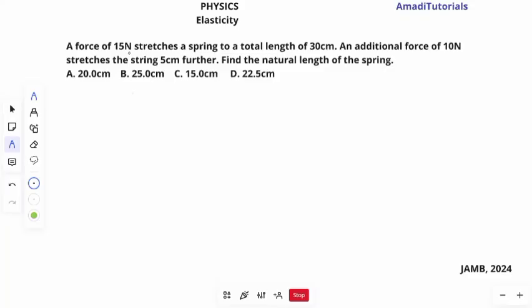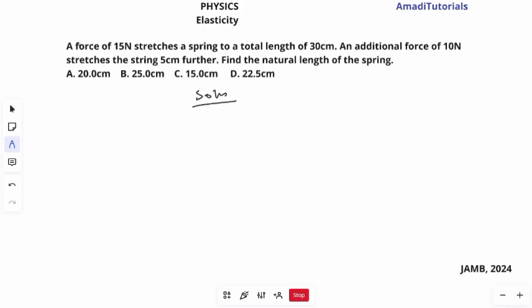A force of 15 Newton stretches a spring to a total length of 30 cm. An additional force of 10 Newton stretches the spring 5 cm further. Find the natural length of the spring. So, as easy as ABC, we're going to solve that.